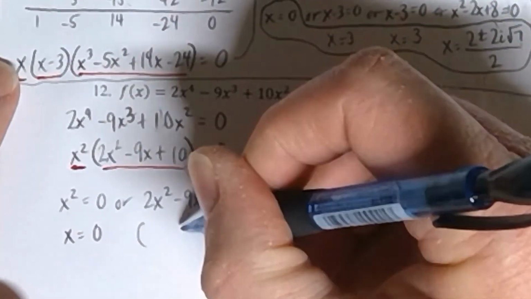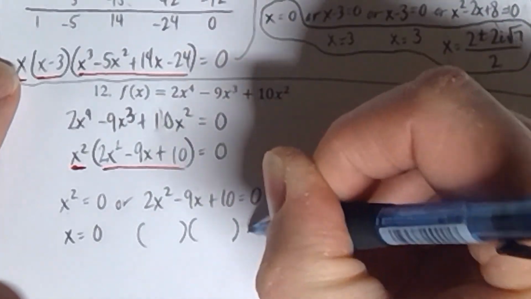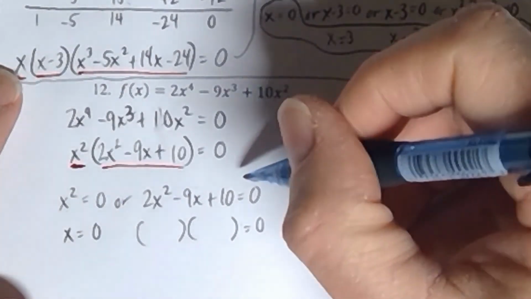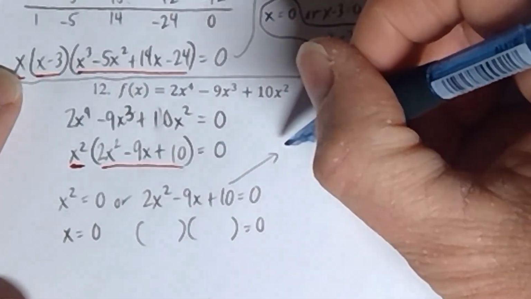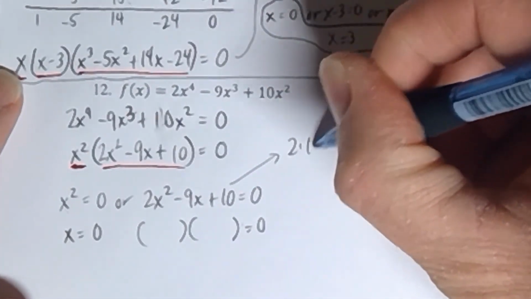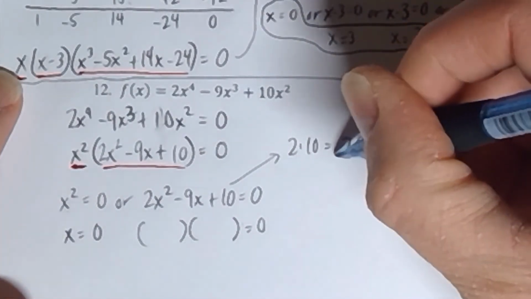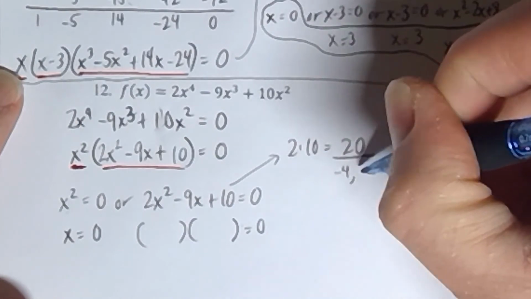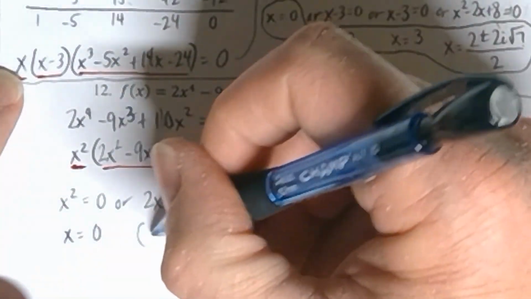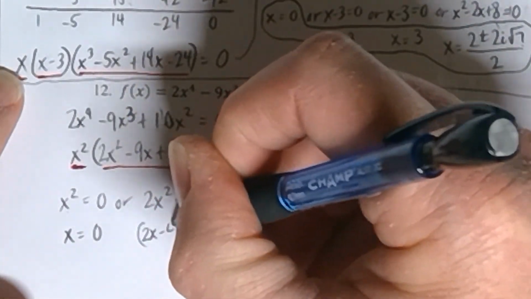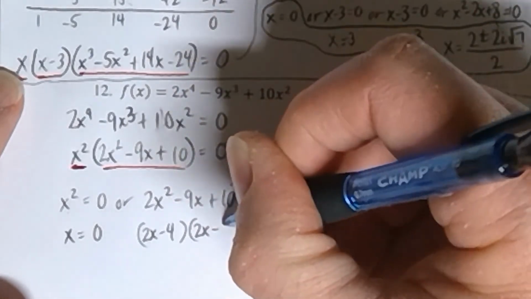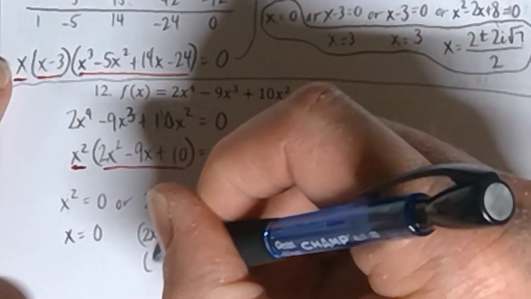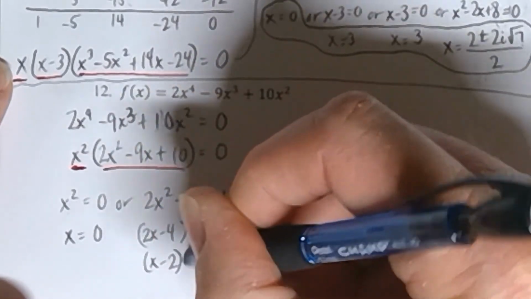And then here, this is the Berry method. So things are materializing real nice here. 2 times 10 is 20. What two factors of 20 are going to give us a sum of -9? That would be -4 and -5. So we have 2x minus 4 and 2x minus 5. We still have to do the last step of the Berry method. Factoring the GCF out of that first bracket, we get x minus 2.